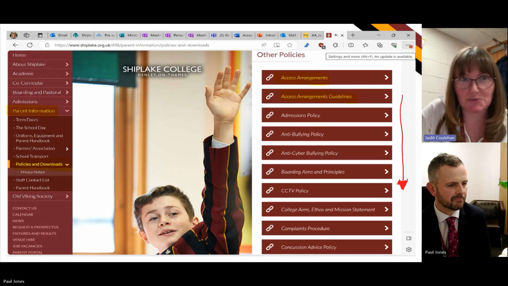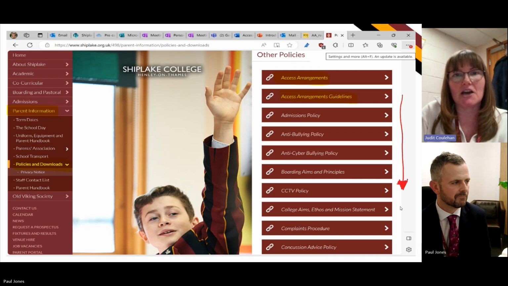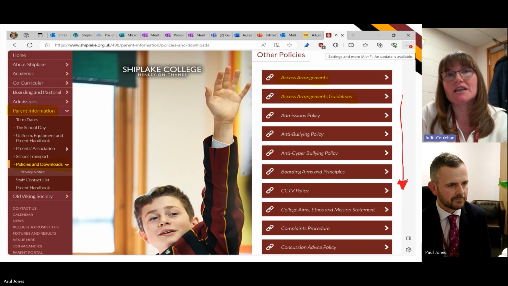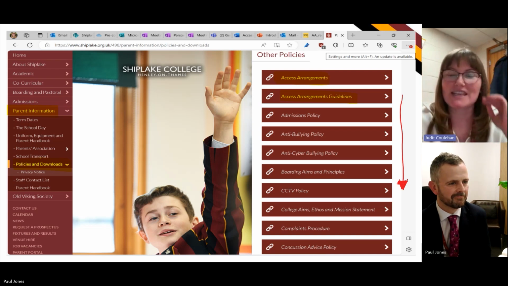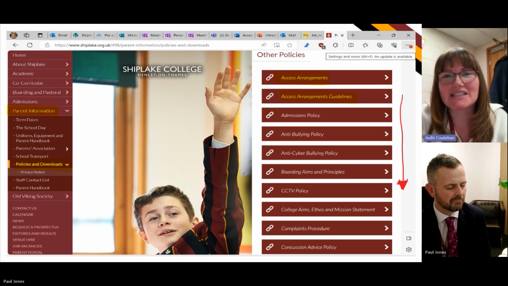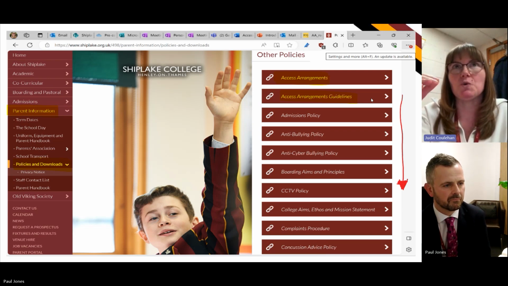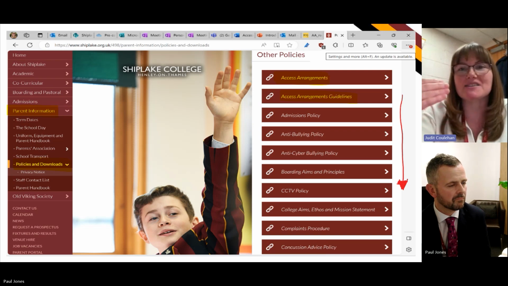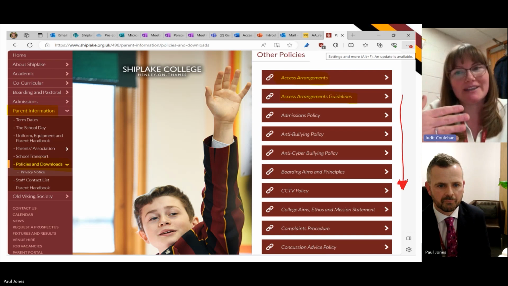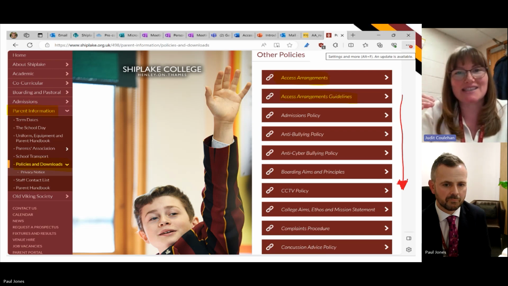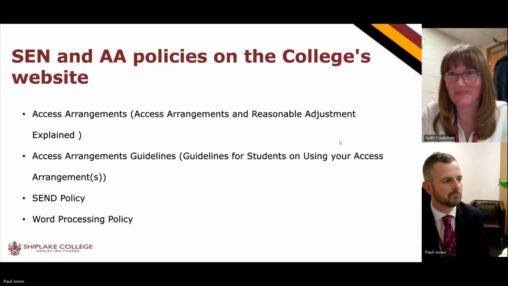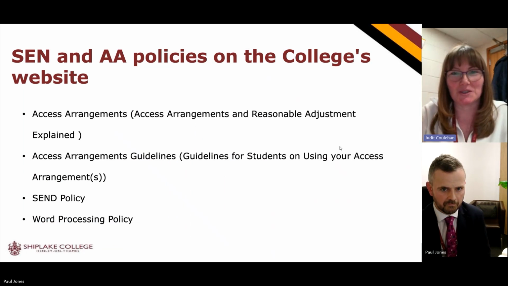I'd like to take this opportunity to highlight that all our policies related to access arrangements, but also our special educational needs and disability policy and word processing policy, are available on the website. As you can see on the screen, if you go into parent information and then scroll down to policies and downloads, you will see that access arrangements is the first policy visible. Underneath, we produced a guide for students who have approved access arrangements, reminding them, because of course we discussed this with the students, how best to use their access arrangements. And if you scroll further down that page, because it's in alphabetical order, you will see our SEN and word processing policies as well. It's just a list of policies that are available on the website.